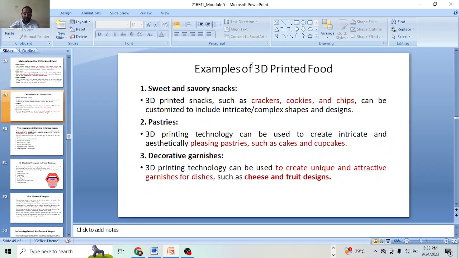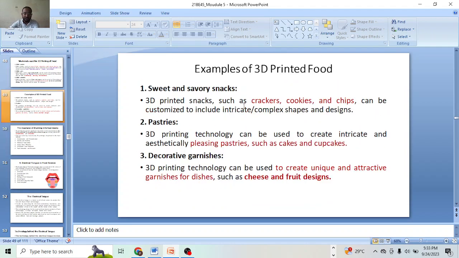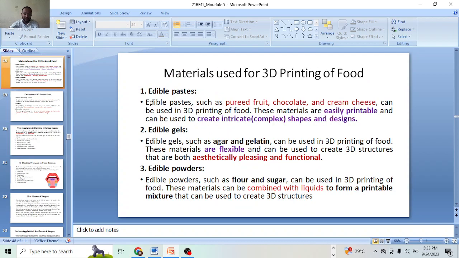Materials used, 1 mark. Examples, 1 mark. Mention all these things. For 5 marks you just need to mention them. If you are asked for 10 marks, then you have to explain all these things.